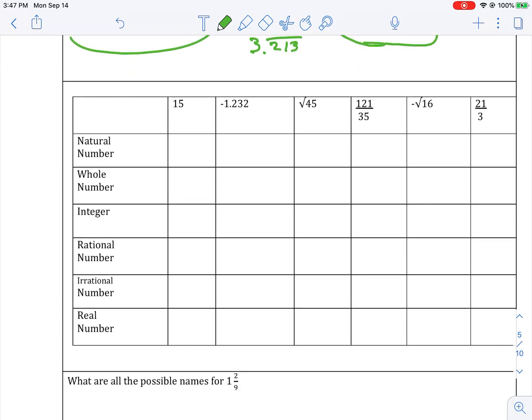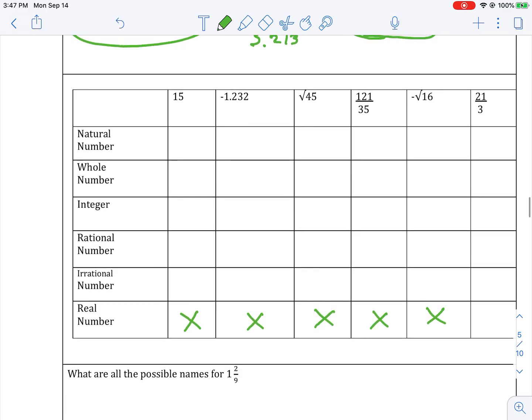Next, we can use our number charts to help us. So the number 15, all of these numbers that we go over are going to be real numbers. So we can always check real. Next, a number is either rational or it is irrational. 15 is a rational number. 15 is also an integer. Integers are positive and negative whole numbers, so numbers that are not fractions or decimals.